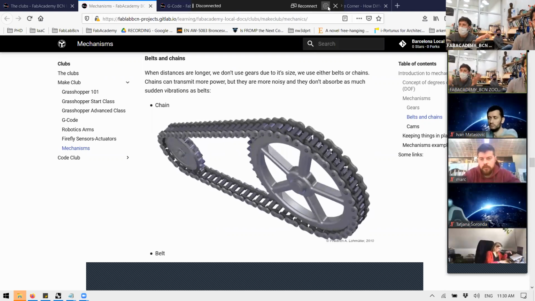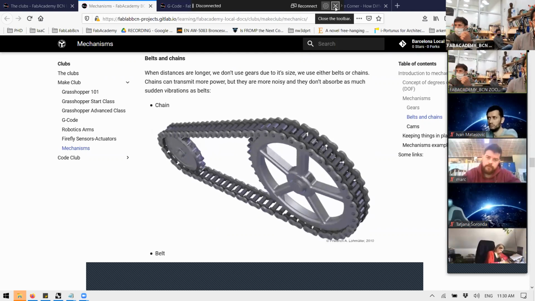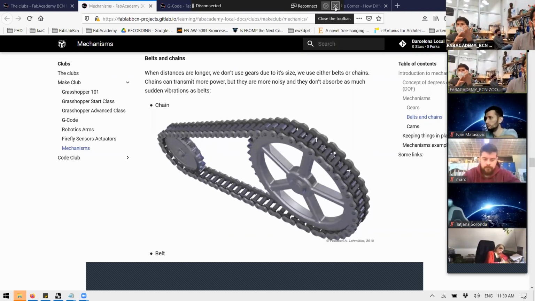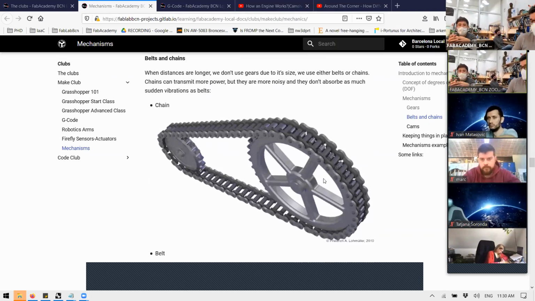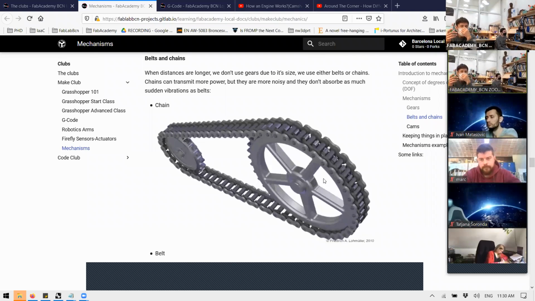So belts, you see them every day in bicycles and motorcycles, things like this. Why do you want to use belts? They're not the best.